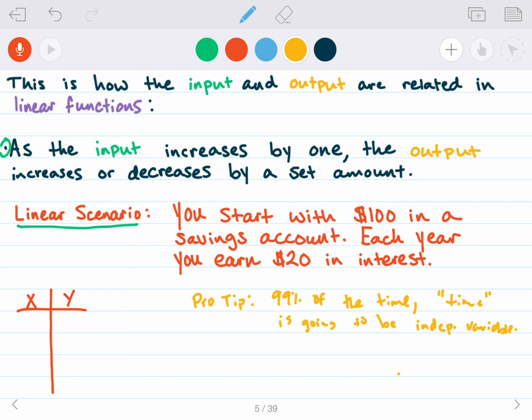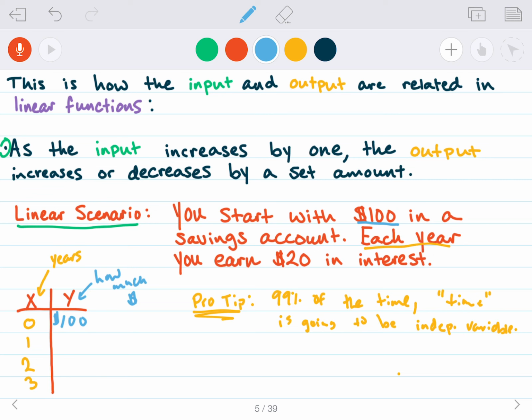Okay. So here, each year, we're talking about years here. So year 0, year 1, year 2, year 3. So this X is going to be our years. That's our independent variable, time, pro tip. And our output is going to be how much we have in the savings account. So it says that we start with $100 in the savings account, which means that year 0, before any interest accrues, we have $100. Right? So this is how much money we have.